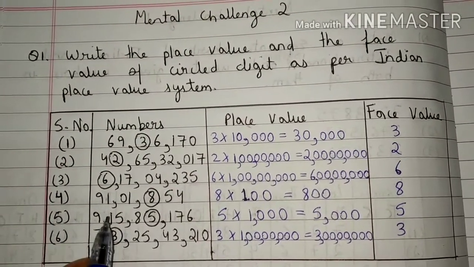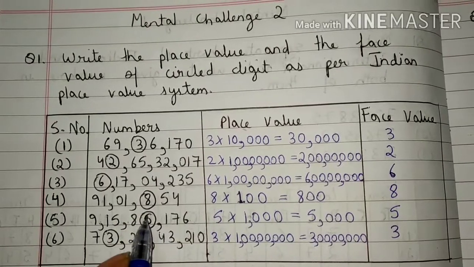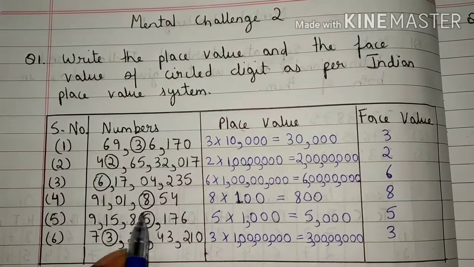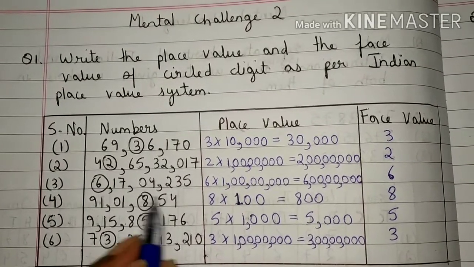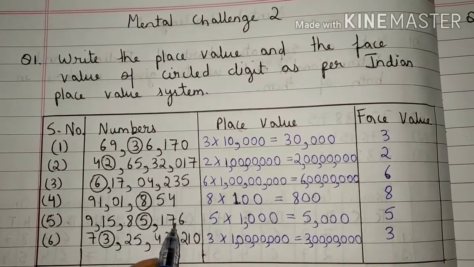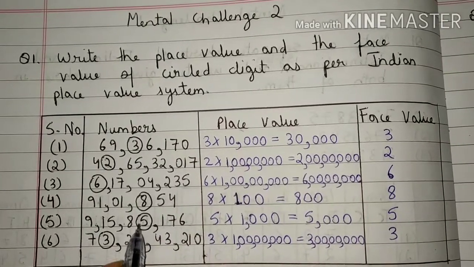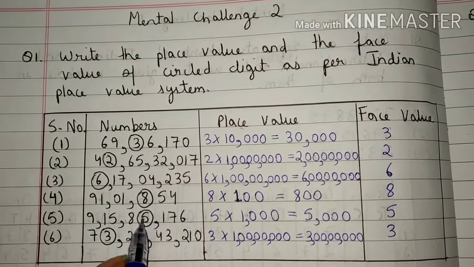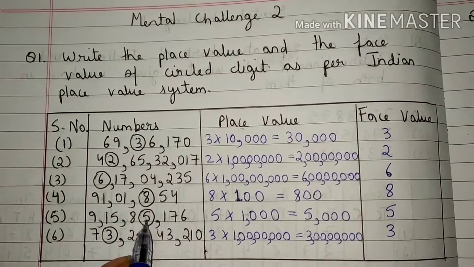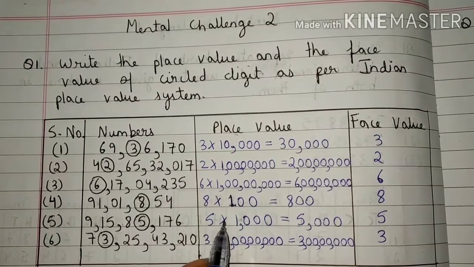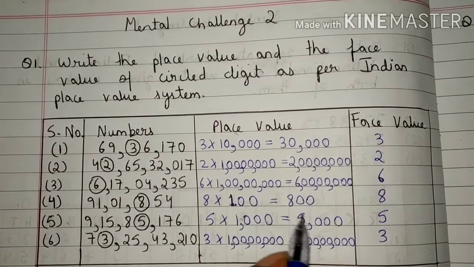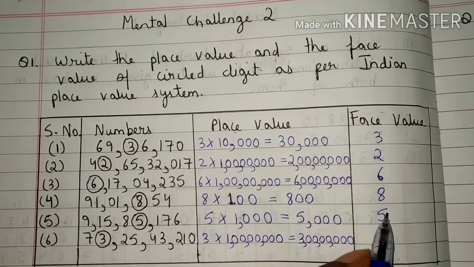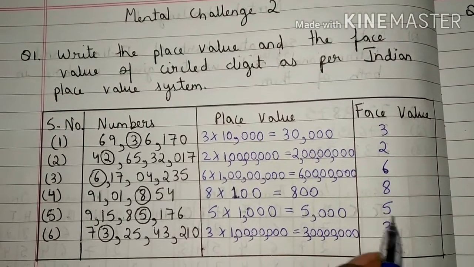Fifth question. In this question, circled digit is 5. So you have to write the place value and the face value of 5. Students, this is ones place, tens place, hundred place, thousands place. Students, you can see that 5 is at thousands place. So place value of 5 is 5 into 1000 is 5000. Place value of 5 is 5000. Face value of 5 is 5.